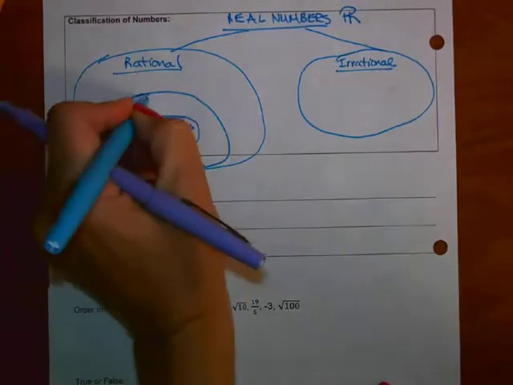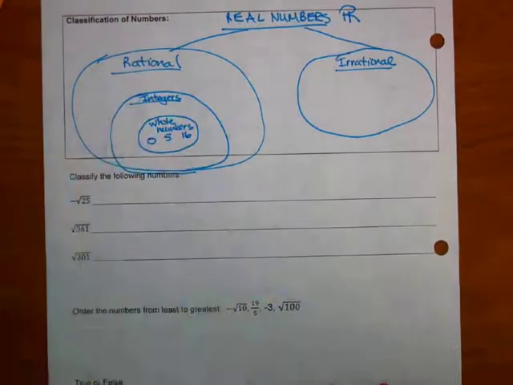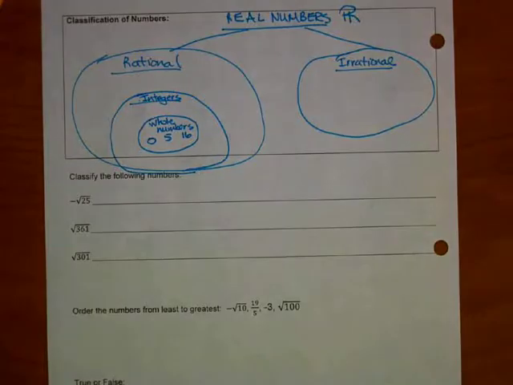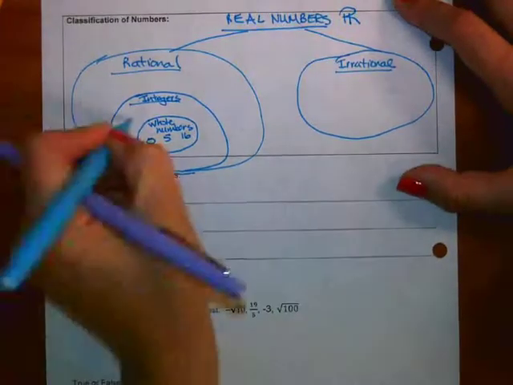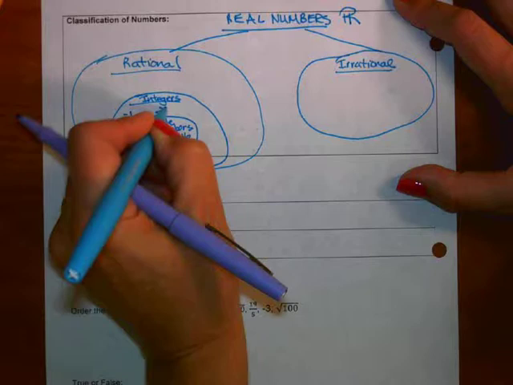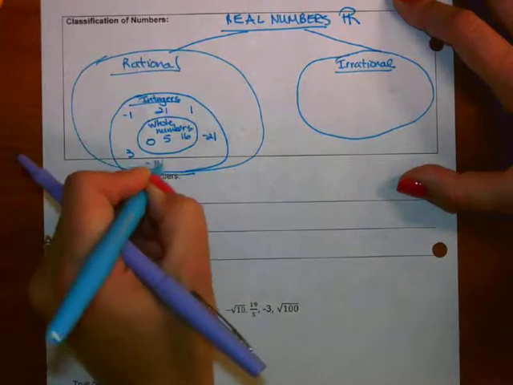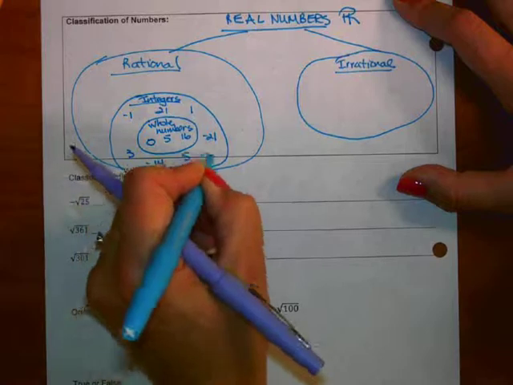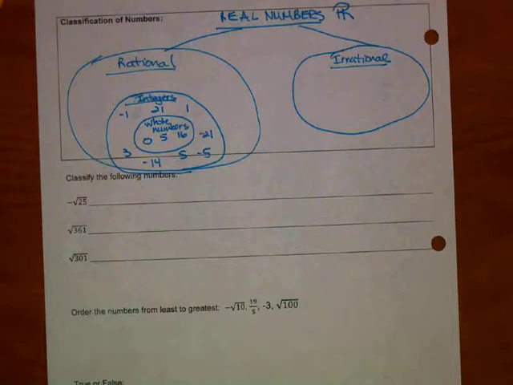Then we're going to jump to integers. Integers include whole numbers. And what did we decide an integer was? It's these and their negatives, right? So negative 1 is an integer, 21, negative 21, 3, negative 14, 5, negative 5. No decimals.